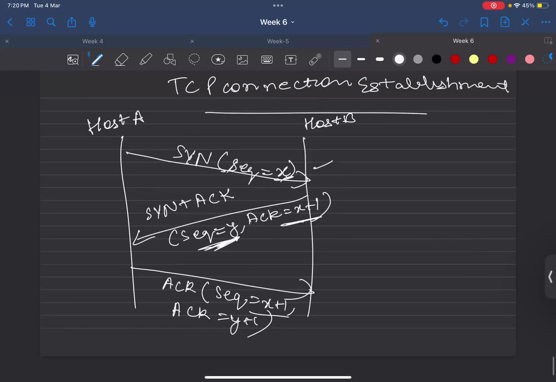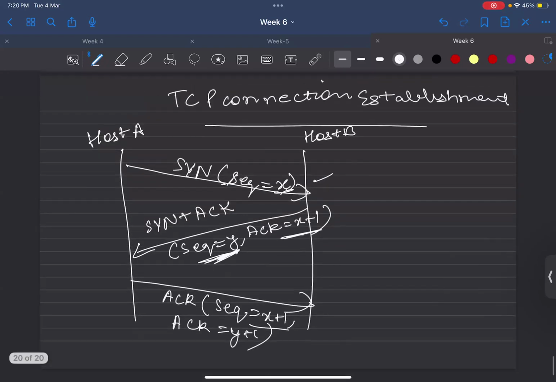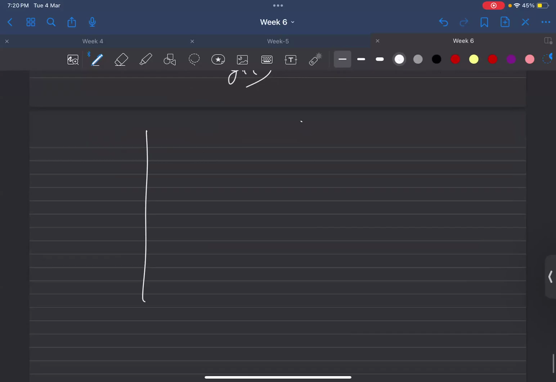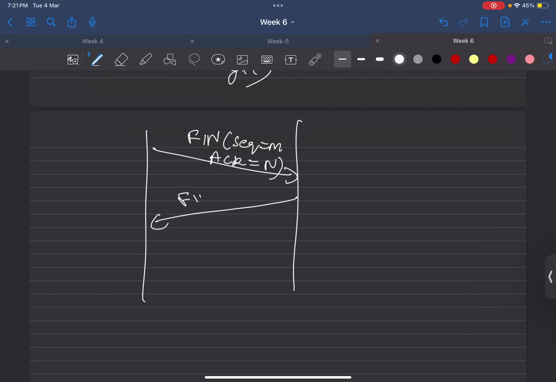We have done this multiple times, and now talking about the connection release. The same way, the finish message, or FIN message, is sent.